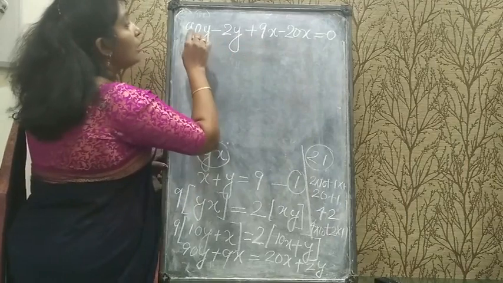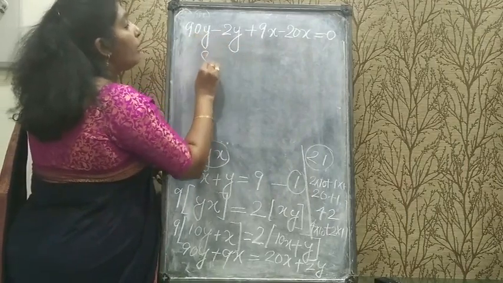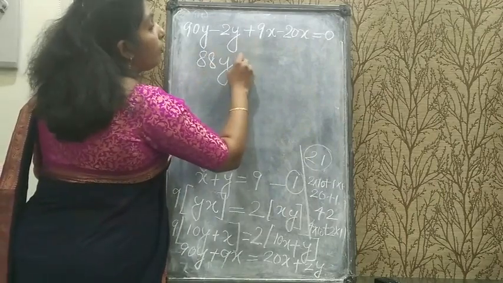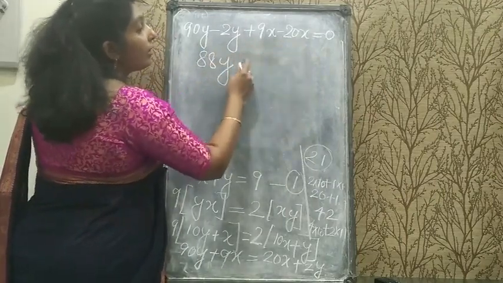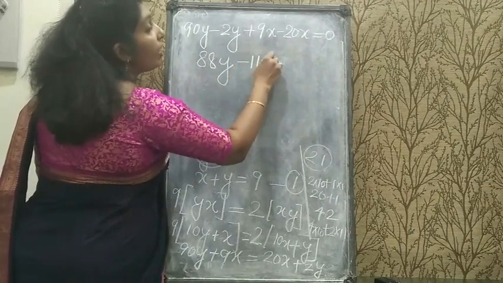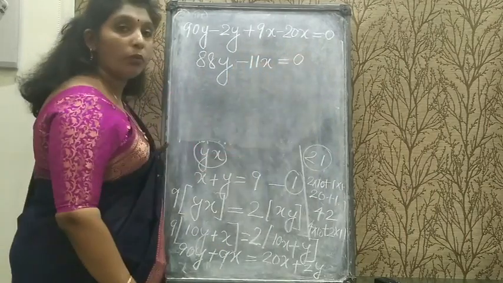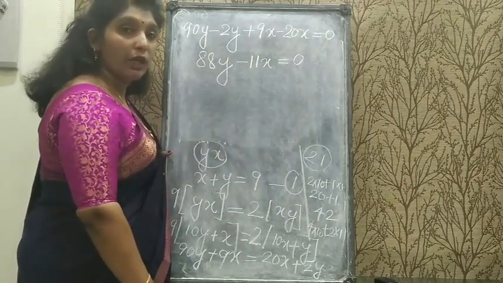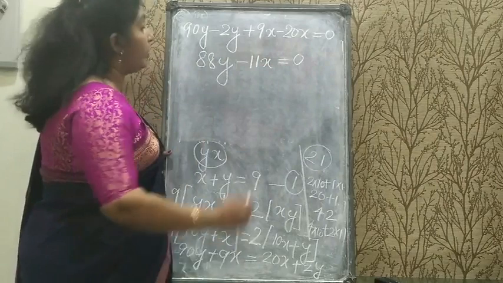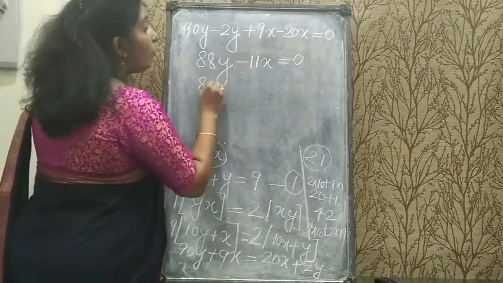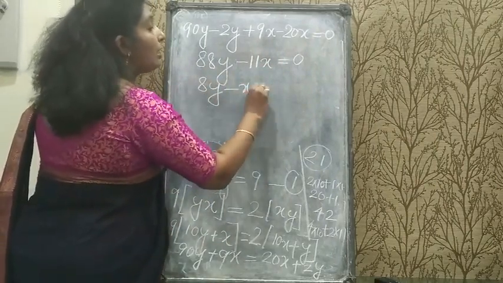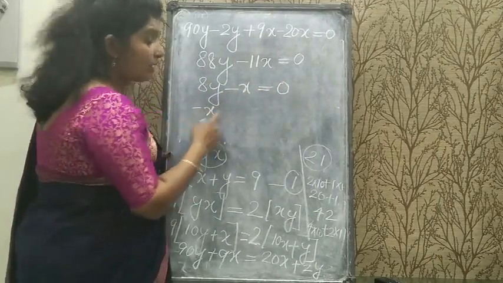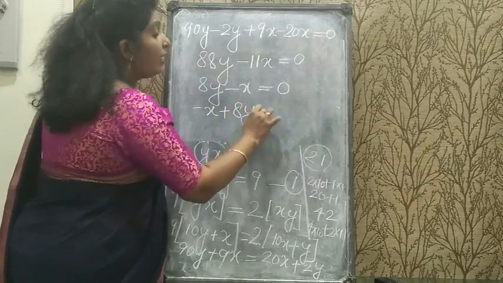Now we can simplify this. 90y minus 2y can be written as 88y. Then 9x minus 20x can be written as minus 11x, which is equal to 0. Here 88 and 11 are multiples of 11, so I can simplify this equation. Then I will get 8y minus x is equal to 0. The same equation I can write as minus x plus 8y is equal to 0.